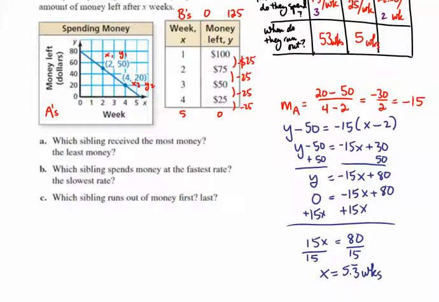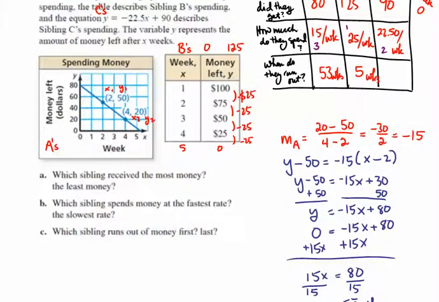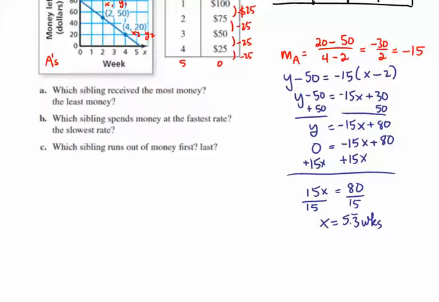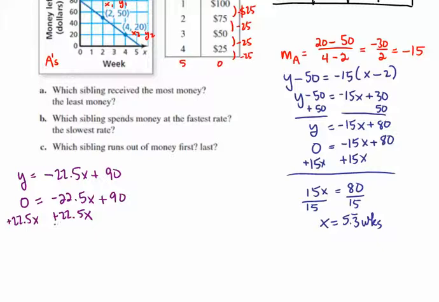Now for C, remember that C's equation, let's go up and take a look at that. C's equation is negative 22.5x plus 90, and negative 22.5x plus 90 is equal to y. That's the amount of money they have after x weeks. We're going to set that equal to 0 to see in how many weeks they will have $0. Let's add 22.5x to both sides.